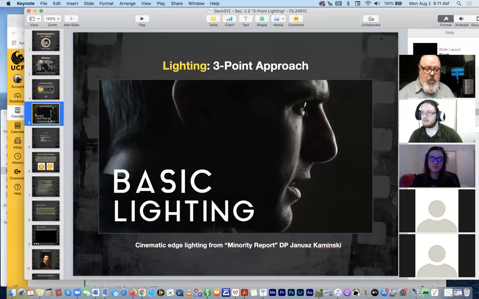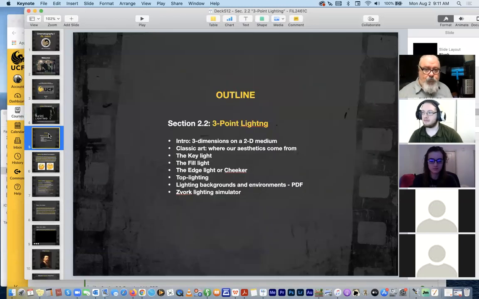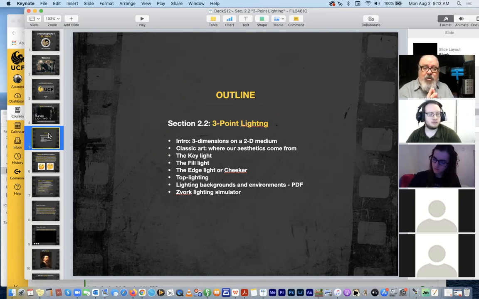This is basic lighting, the 3-point approach. So today I want to talk to you about the idea that film, video, any of these visual media forms are, at least at this stage in the game, still 2-dimensional presentations, right? So we got height and width, and then we have a lack of depth unless we try to introduce depth into the images through, in this case, the creative use of lighting. So we're going to talk about lighting as a way of introducing a third dimension into a two-dimensional medium.